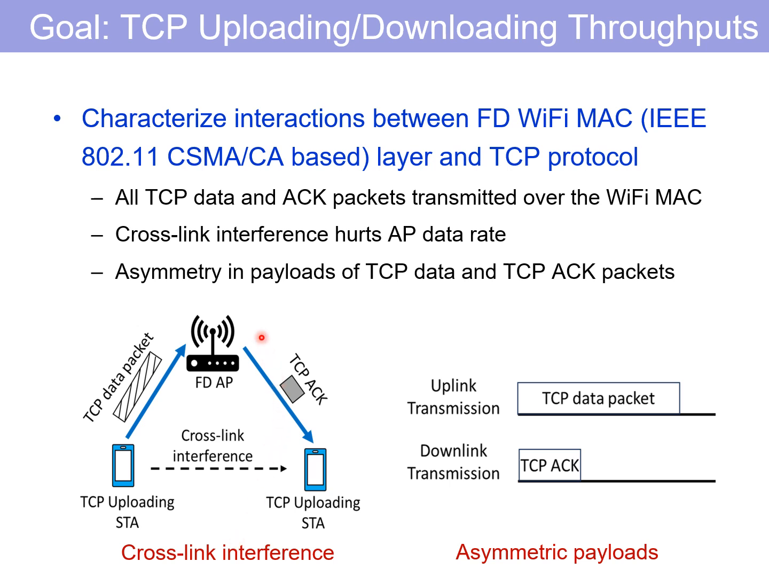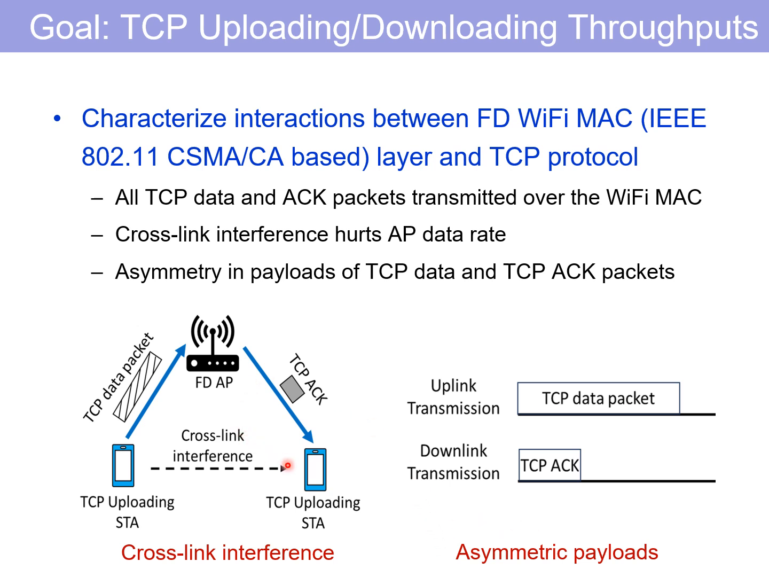Consider a scenario where the FD-capable AP is receiving a TCP data packet from one uploading station while simultaneously transmitting a TCP ACK packet to another uploading station. The transmission from the uplink transmitting station interferes with the signal that the other uploading station is receiving from the AP. This causes the signal to interference plus noise ratio, or the SINR, at the downlink receiving station to reduce. The AP thus has to reduce its data rate to make sure that the downlink receiving station can successfully decode its packet. The second new challenge is the asymmetric payloads.